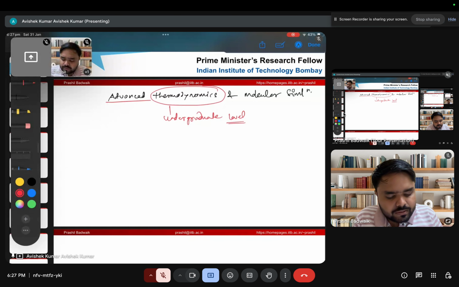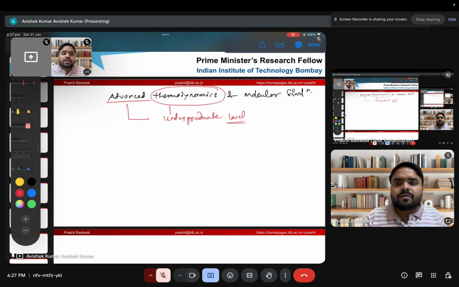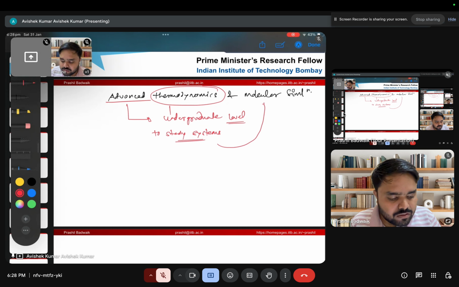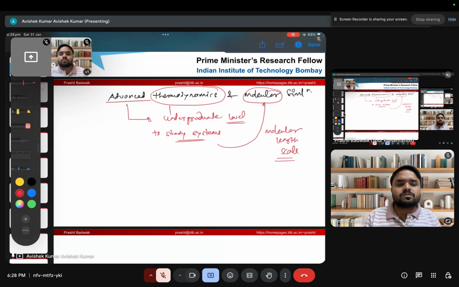and using the statistical framework, we will be developing a framework to study systems at molecular length scale, to study these systems at molecular length scale.